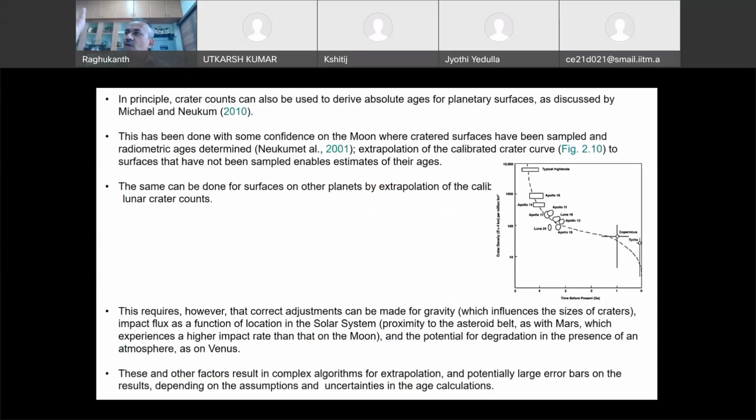So although we have problems, people have recently developed a lot of mathematical techniques. They have done a lot of experiments also, and we will discuss that after some point of time. So with crater counts, you can even find out the absolute age also. You follow, not only the relative age, the absolute age also one can find out from this crater counting process.